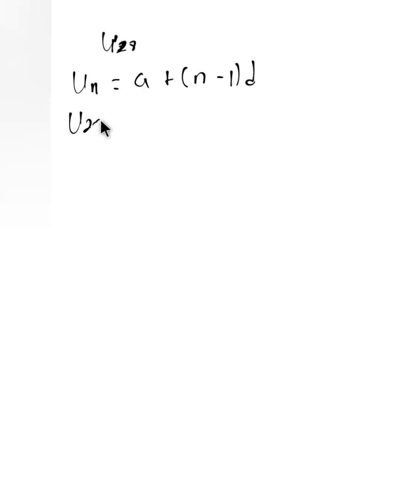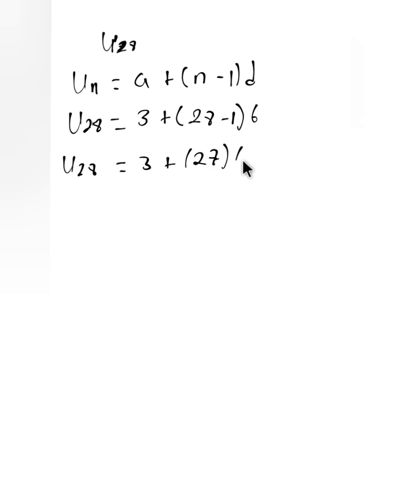Hence U28 is equal to A, which is 3, plus (n here is 28) minus 1 times D, which is 6. So U28 is equal to 3 plus 27 times 6. 27 times 6 is 162. So U28 is equal to 165. So the first term is 3 and the 28th term is 165.